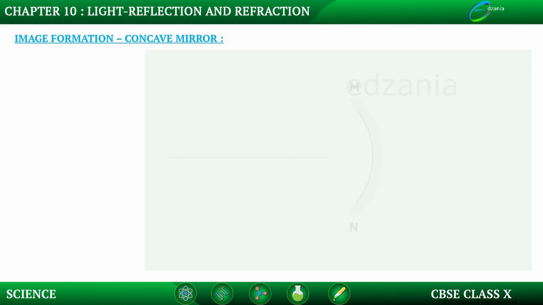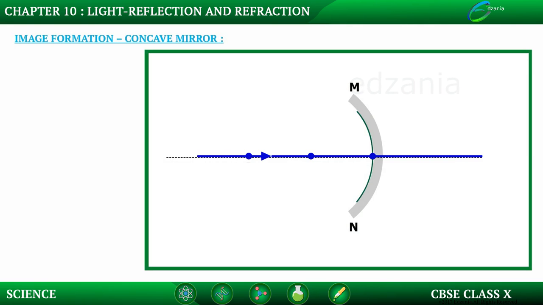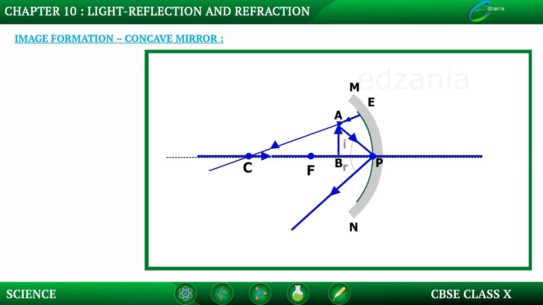Next case we will take where the object is kept very close to the mirror, between focus and the pole of the mirror. The ray diagram shows us that the light rays are diverging. They don't seem to be meeting anywhere in real. To an observer, they will seem to be emerging from behind the mirror, which is A1 B1.